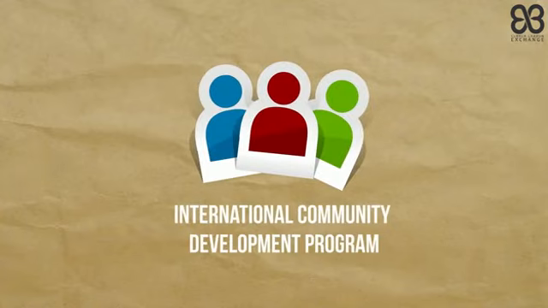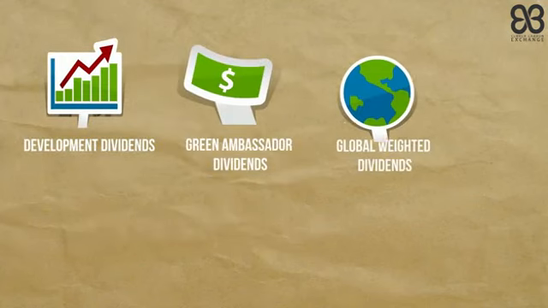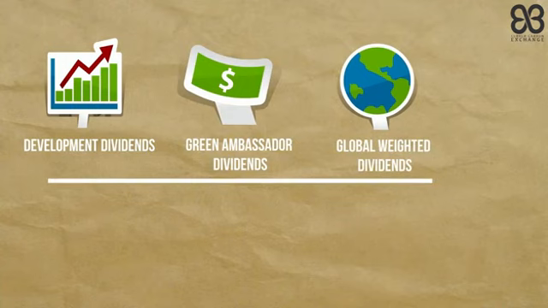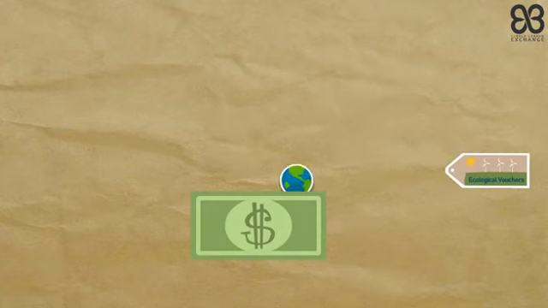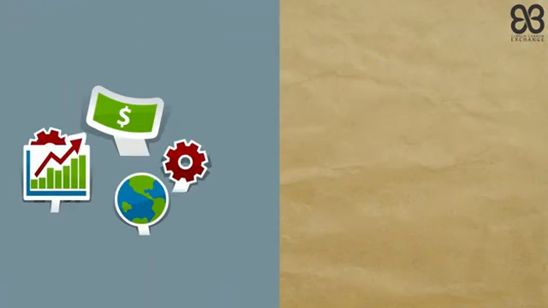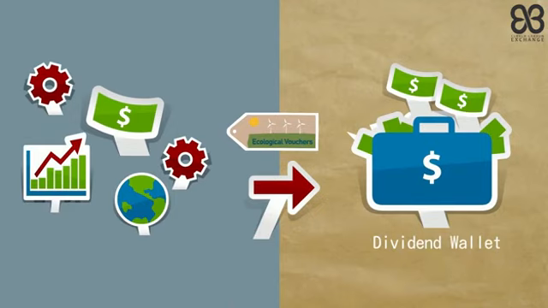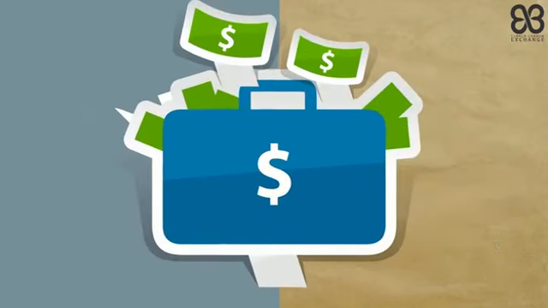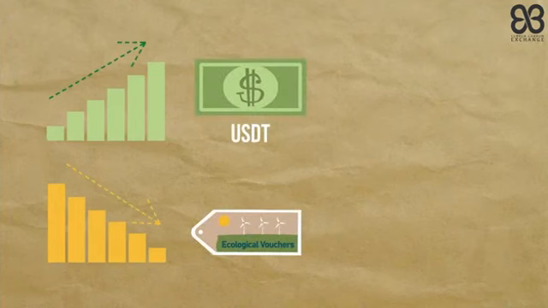Every reward earned in the International Community Development Program includes development dividends, green ambassador dividends, and global weighted dividends. All rewards need to be exchanged for withdrawable USDT at an equivalent value of CCE Ecological Vouchers. Once the CCE Ecological Vouchers are used for reward redemption, they will be transferred to the dividend wallet as withdrawable USDT. At this point, it indicates that you have utilized the corresponding amount of ecological vouchers.